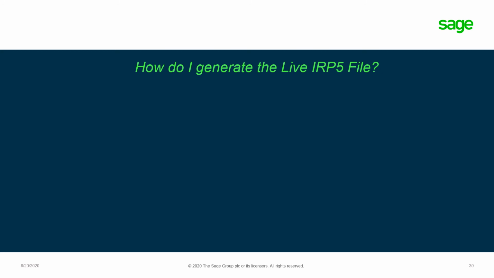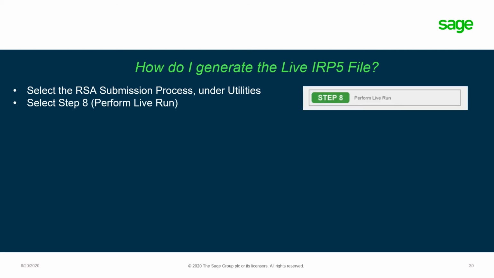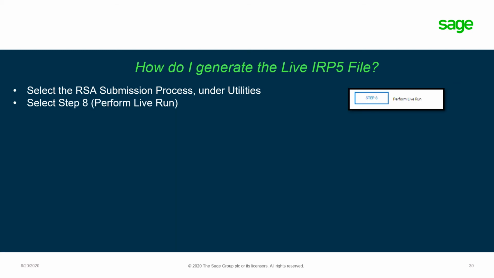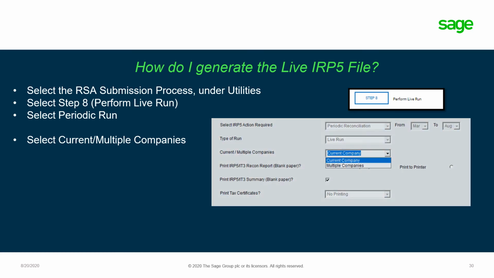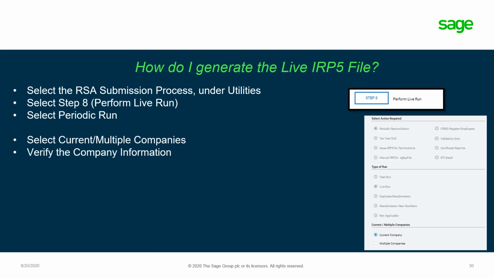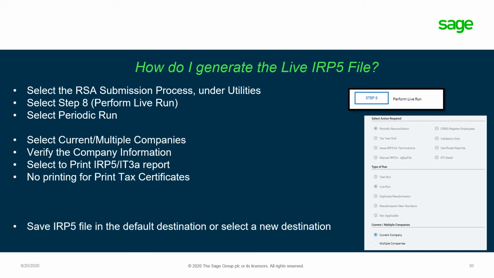How do I generate the live IRP5 file? Select the RSA submission process under Utilities. Select Step 8 to perform a live run. Select Periodic Run. Select current or multiple companies. Verify the company information. Select to print the IRP5 IT3A report. No printing for print tax certificates. Save the IRP5 file in the default destination or select a new destination.